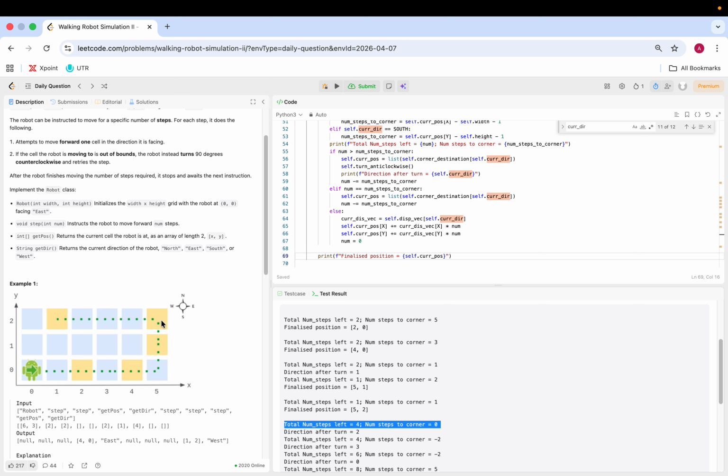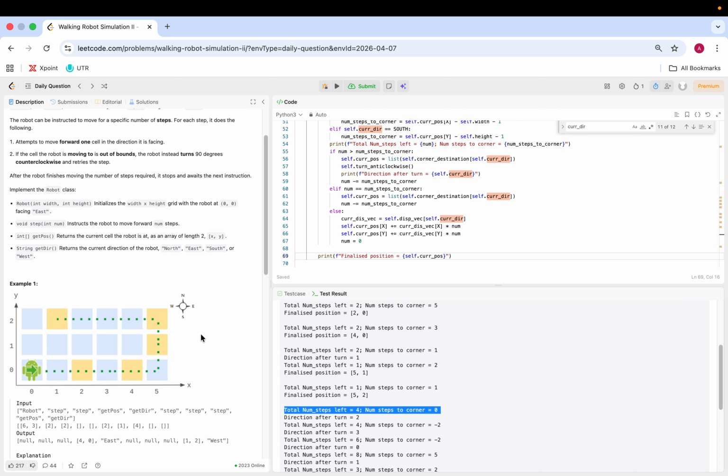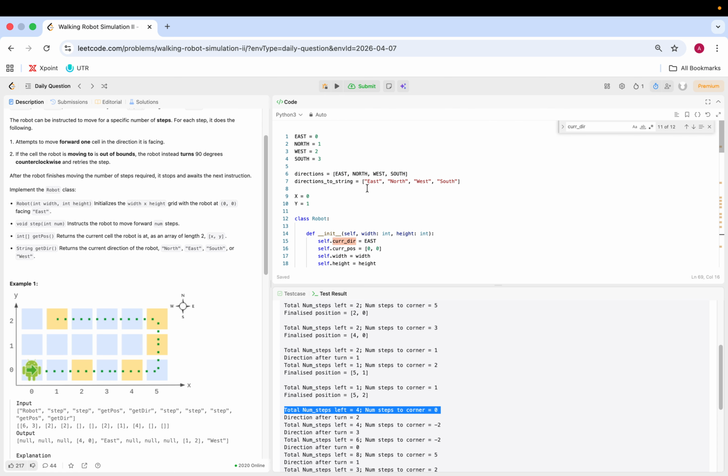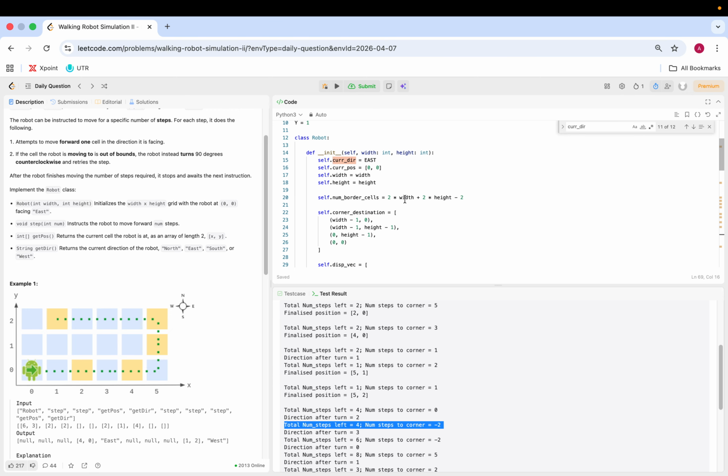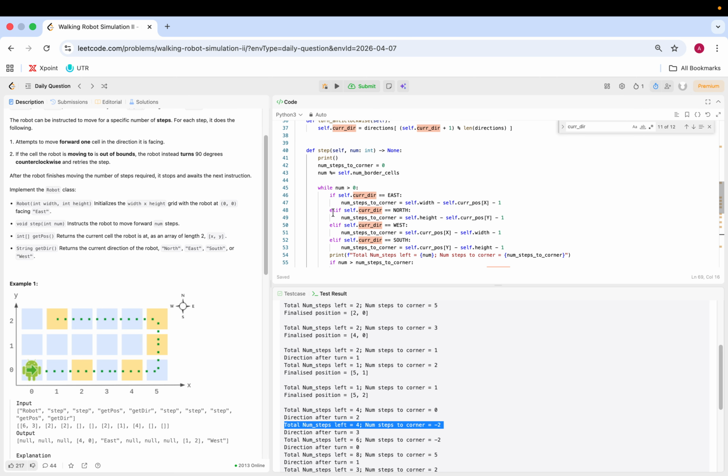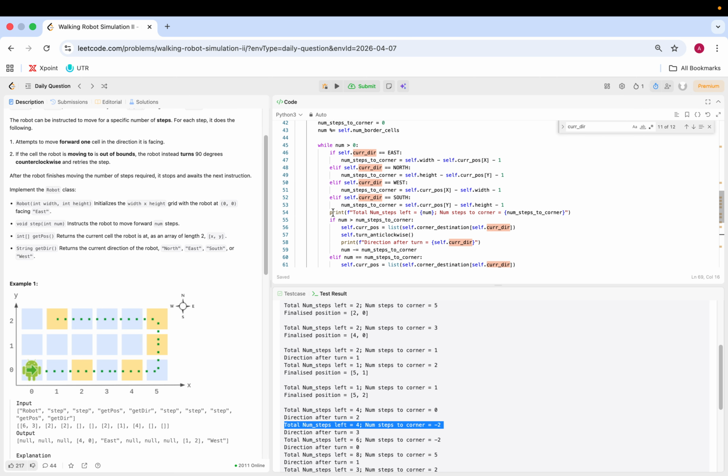Total number of steps left is 4. Num steps to the corner is 0. Yeah, because you're at the corner. So then you do turn by 2. So direction becomes 2 because it's west now, right? East, north, west, yeah. By 2. Number steps. Oh, so the formula's wrong. Number steps to the corner is -2. It should be 6 or something. 5. 1, 2, 3, yeah. So I must have written the formula wrong. So we're going to the west.